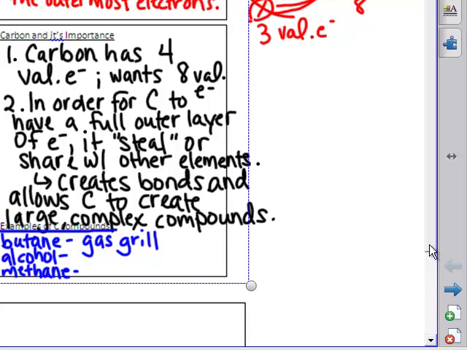So the next time we come back, we're going to look at a little bit more specifically the compounds that we use, and we see carbon being used in. But again, the main points here is the idea that carbon is really important. It allows us to make large compounds. It allows us to go through chemical processes in our body and to be much more advanced than other types of things.